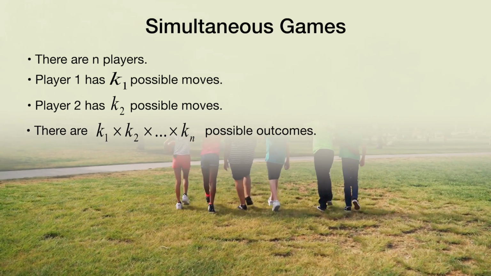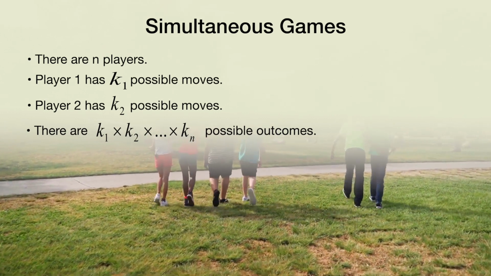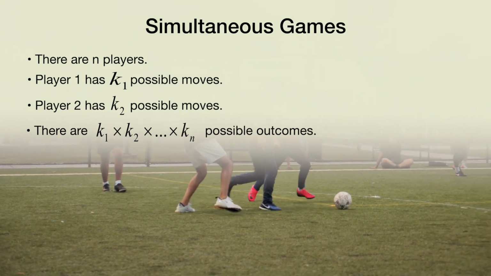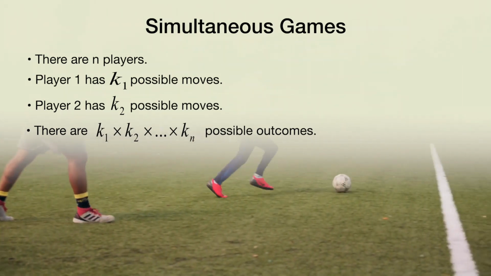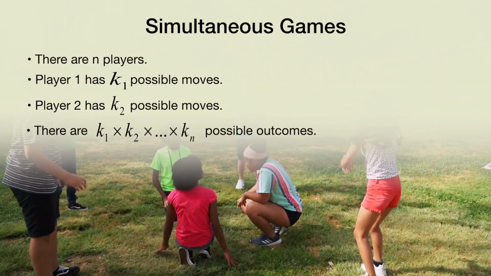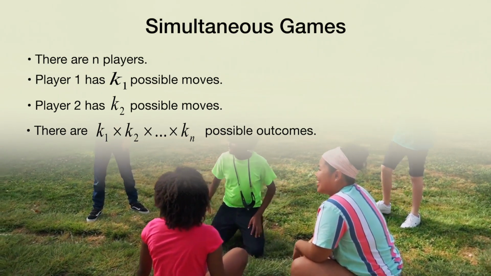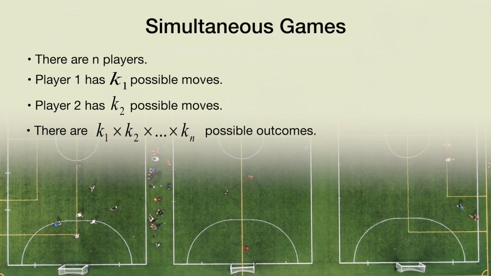There are n players. Suppose player 1 has k1 possible moves, another player also has different moves, another player has also different moves. Then what can we say about the total number of moves? We can see here the total number of moves is just the product of individual moves. It means k1 of player 1, k2 of player 2, and similarly kn of player n. These are the total moves.